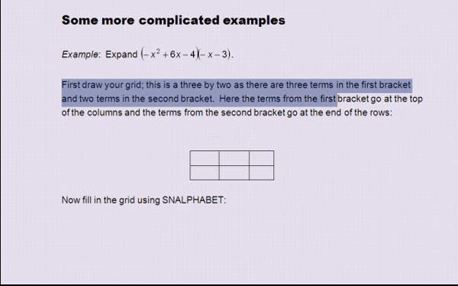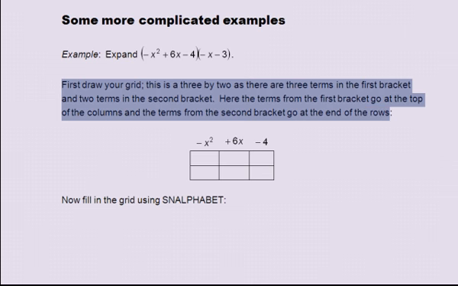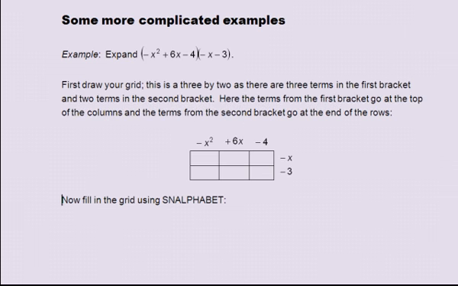Here the terms from the first bracket, minus x squared plus 6x and minus 4, go at the top of the columns. And the terms from the second bracket, minus x and minus 3, go at the end of the rows. Now fill in the grid using Snalphabet.